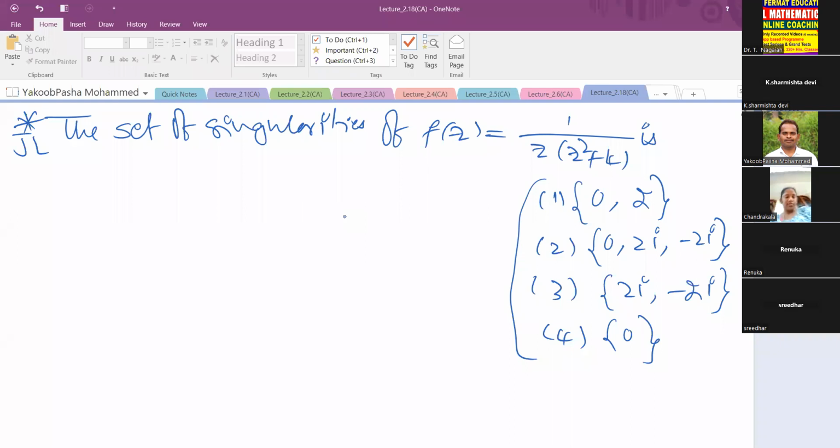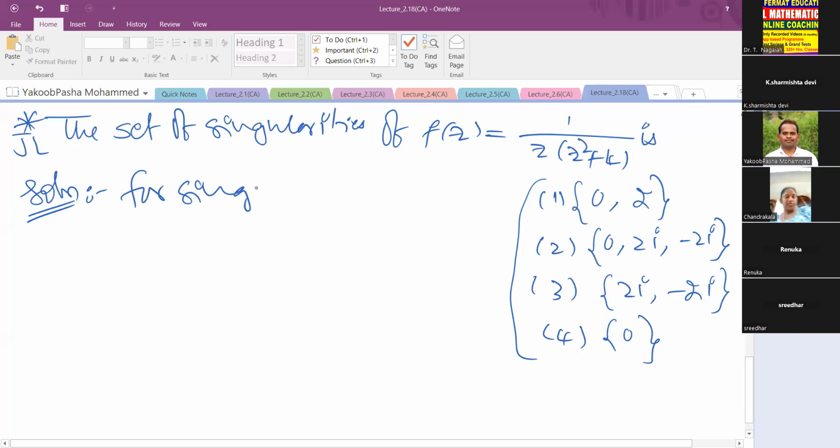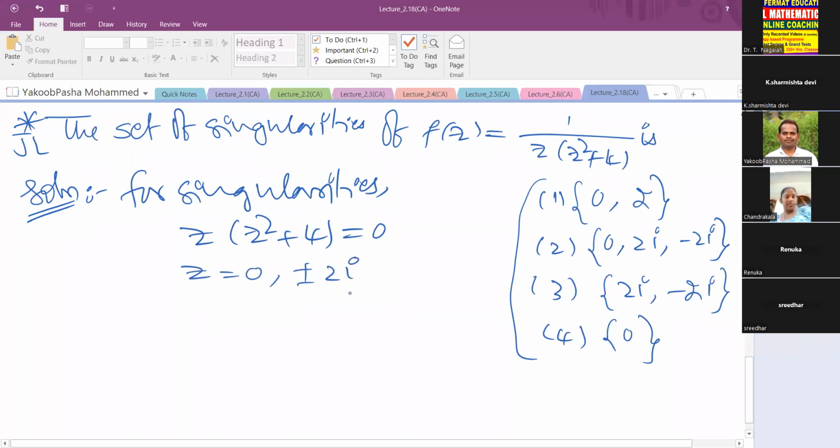Okay. For singularities, we have to equate the denominator as 0. For singularities, we should equate the denominator z into (z square plus 4) is equal to 0. That is, z is equal to 0 and plus or minus 2i. These are the singularities. Okay, we can write the second option is the right option. Set of singularities means 0, minus 2i, and plus 2i. These are the singularities of the function.